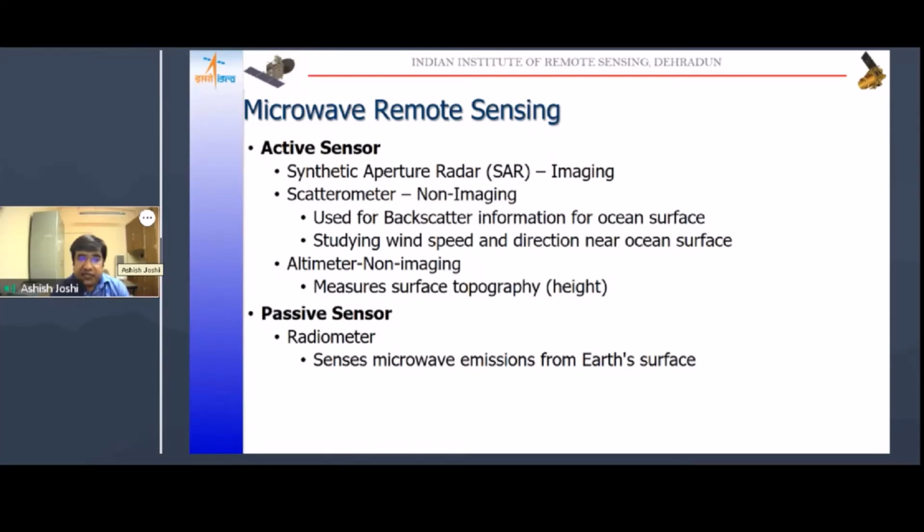Active sensors are those sensors which use their own energy to illuminate any surface. So active sensors are like radar. If we simply use the radar, then it is an active sensor. But if we use it for imaging, then we use the synthetic aperture concept for imaging. That is called SAR. What are the passive sensors? Passive sensors use the sun's energy for illumination of any surface. So the radiometer is a passive sensor and is used in microwave remote sensing for doing passive imaging.